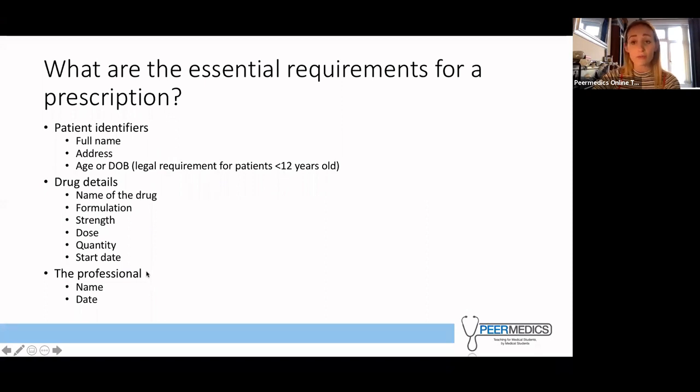Next, you need to make sure that you sign it and you date it. It's really important that you do that. If you don't, then it's not prescribed. And most importantly, as Beth said, you need to put the allergies on.